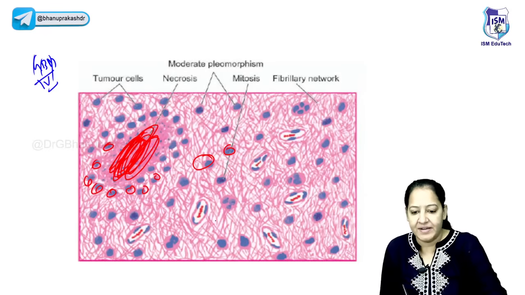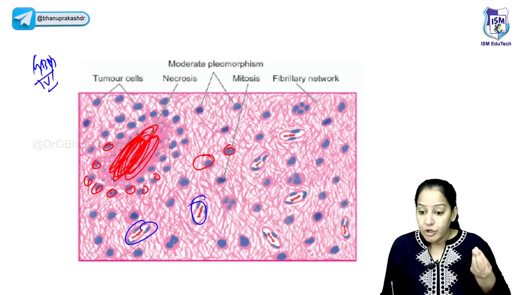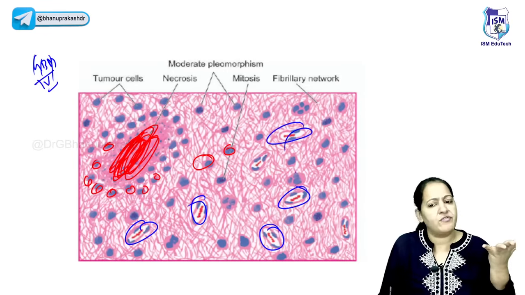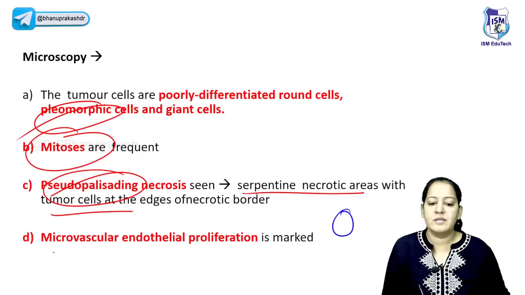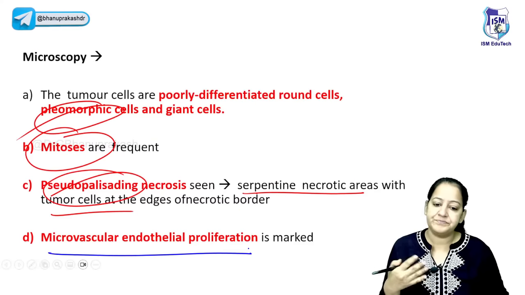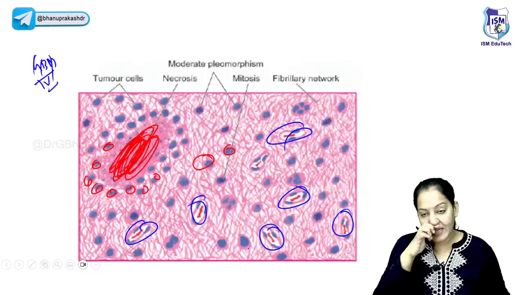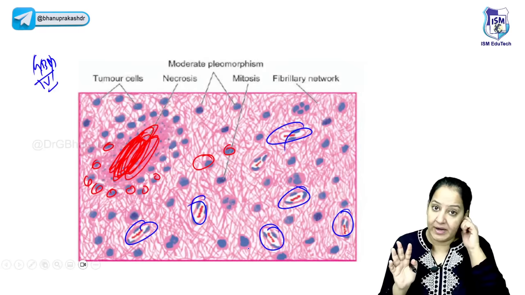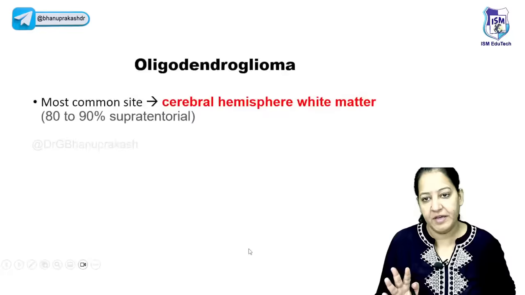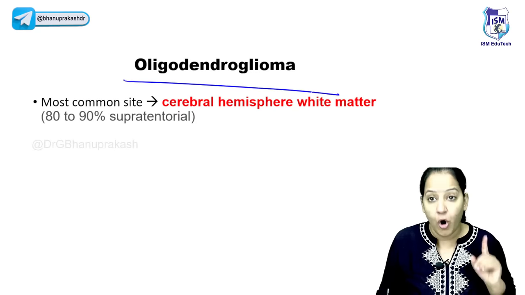And you can see the capillaries. Can you see these all are capillaries? Tumor is very vascular. Abundant capillaries are there. This is known as microvasculature. Microvascular endothelial proliferation is common. So those are the findings you can see in grade 4 astrocytoma. That is GBM. Now coming on to oligodendroglioma.